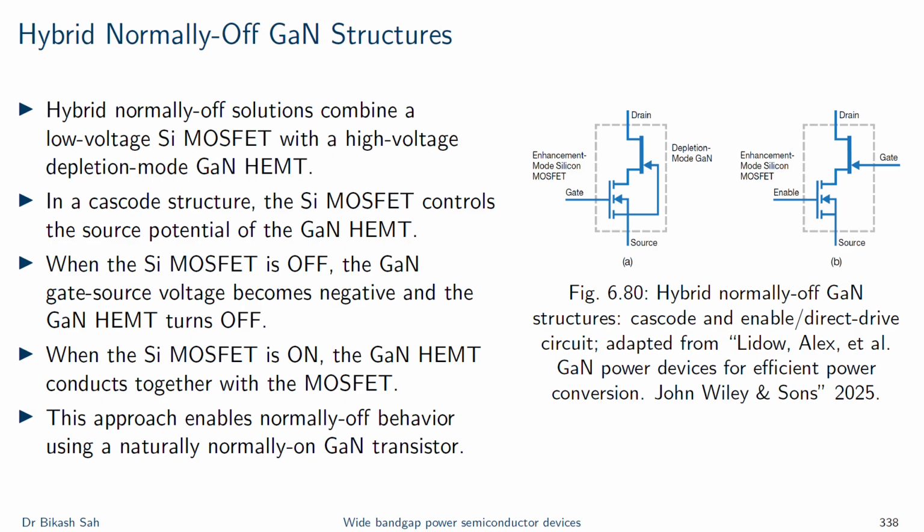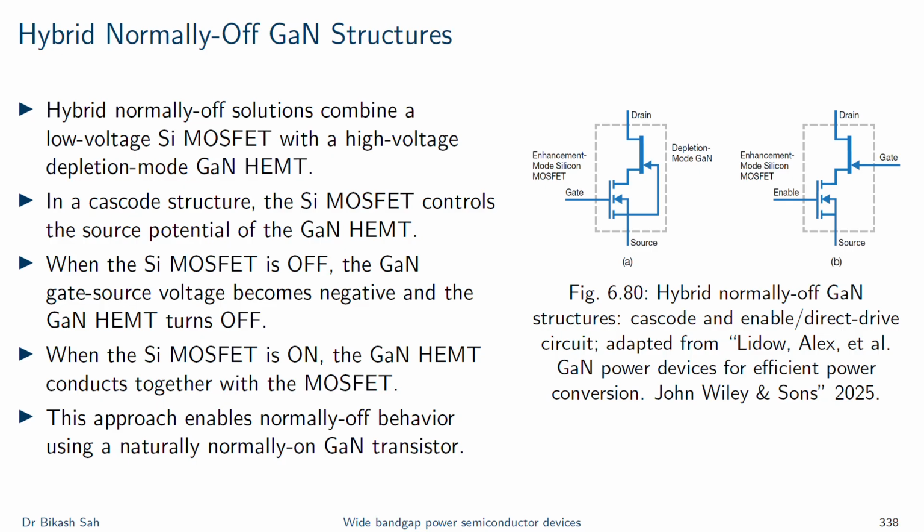So instead of making the GaN transistor itself E-mode, what we could do is combine a normally on depletion mode GaN HEMT with a low voltage silicon MOSFET, right? This is something that we already discussed in previous lectures, if you guys remember. That is the cascode configuration that we are speaking about.